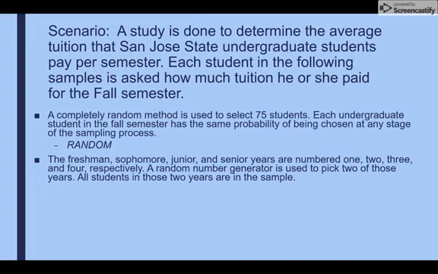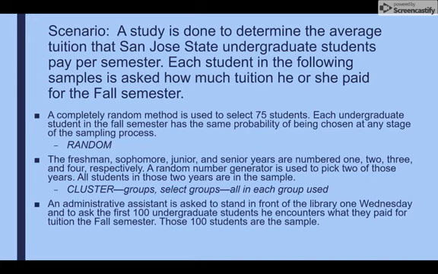Fourth researcher, the freshman, sophomore, junior, and senior years are numbered 1, 2, 3, 4, respectively. A random number generator is used to pick 2 of these years. All students in those 2 years are in the sample. I notice I have groups, and I'm going to talk to all students in 2 of the groups. That's cluster.